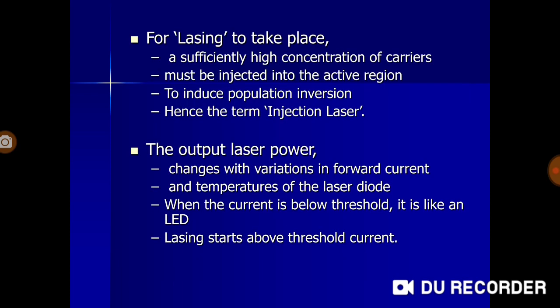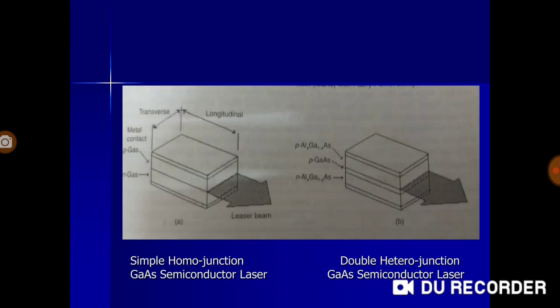And double because they are double layered over here. If you see, this is P type gallium arsenide in between, but the P and N type materials forming the junctions are aluminium gallium arsenide, P type and N type. So it is a double layered heterojunction gallium arsenide semiconductor laser. So these are the usual structures that are referred to.